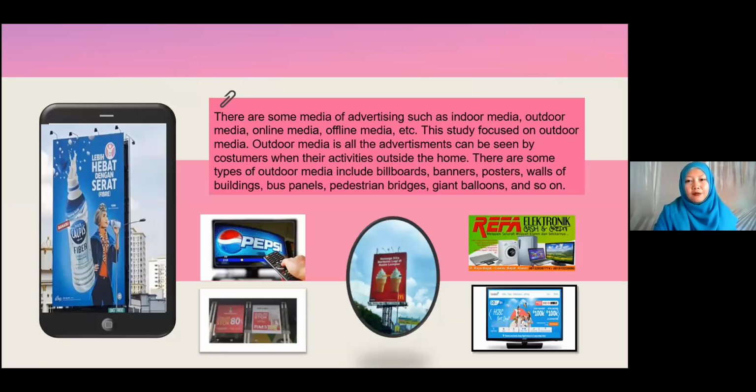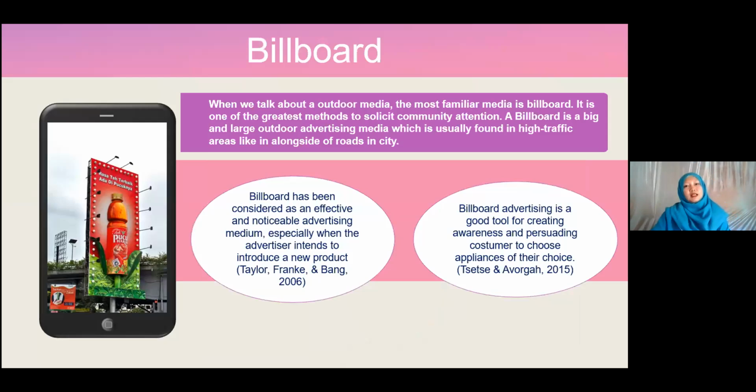Outdoor media is all the advertisement that can be seen by the customer when they are active outside of the home. There are some samples of outdoor media such as billboards, banners, posters, walls of buildings, bus panels, and etc. Next, when we talk about outdoor media, the most familiar is the billboard, because billboard is one of the greatest methods to solicit community attention. A billboard is a big and large outdoor advertising media, which is usually found in areas alongside the road or the right of the city. According to Taylor, Frank and Bang in 2006, billboard has been considered as an effective and noticeable advertising medium, especially when the advertiser intends to introduce a new product.